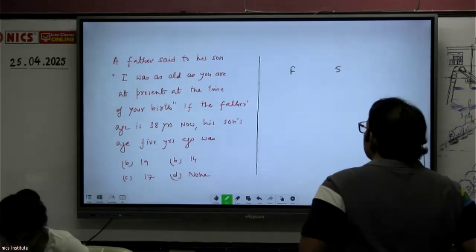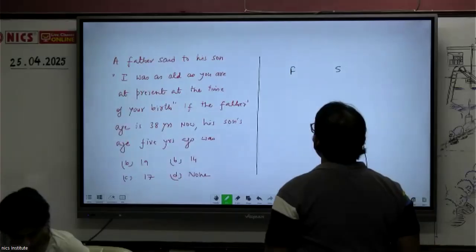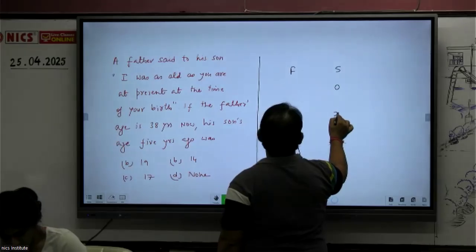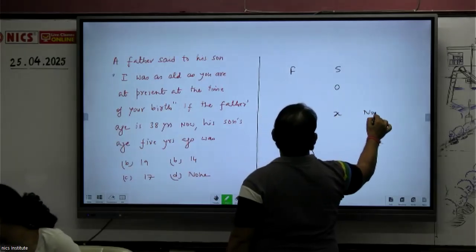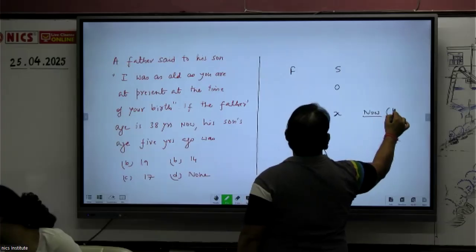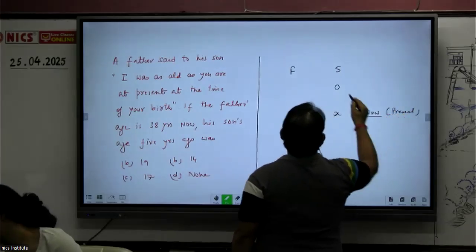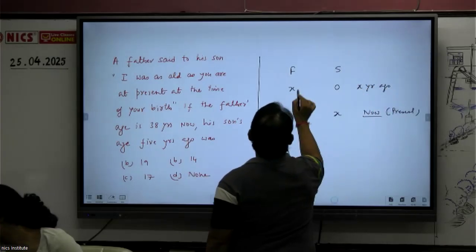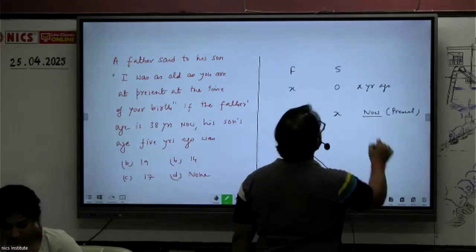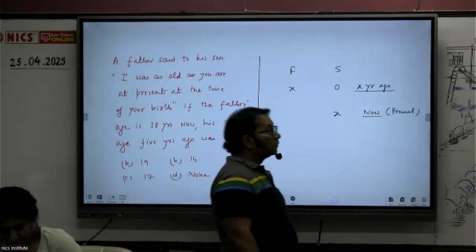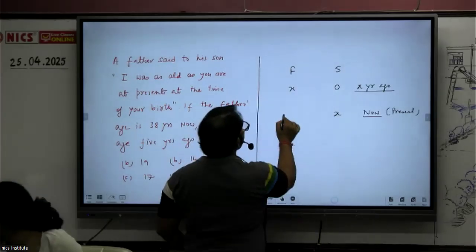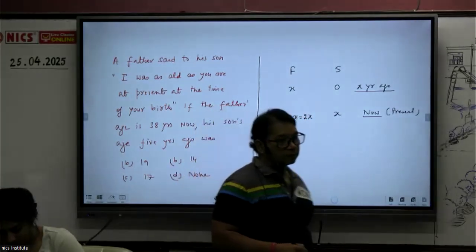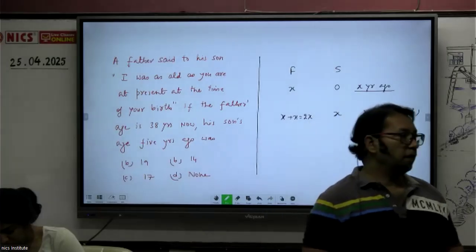I was as old as you are at present at the time of your birth. Time of birth का मतलब son's age 0. Suppose son is x now. This would be x years ago. Father was x. So this was x years ago. So present age of father would be 2x, and 2x has been given to you.